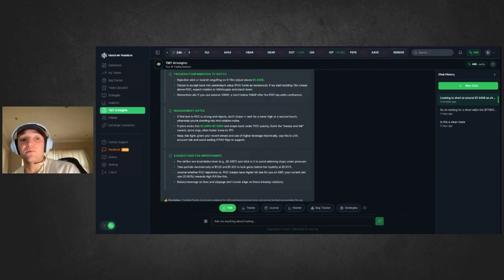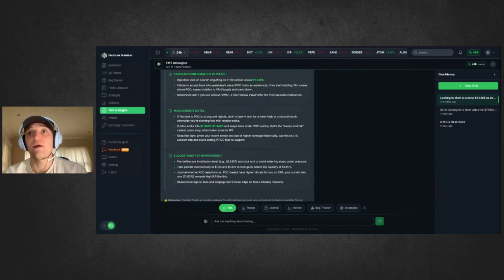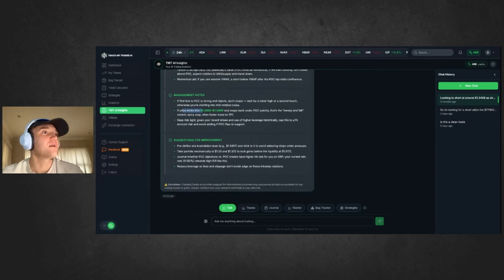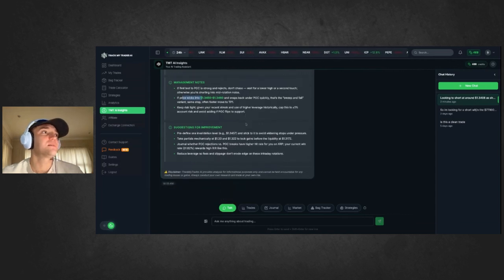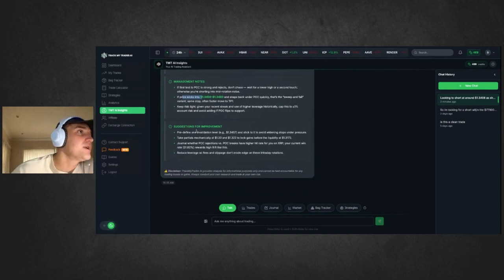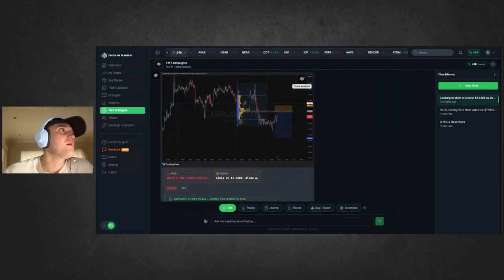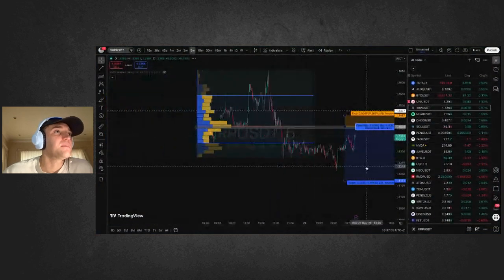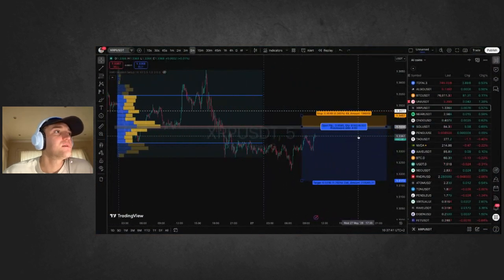So if it does wick straight into the zone, it might hit your TP faster because there's obviously a lot more volume, right? So very, very cool to see. That's telling you exactly how to manage this. It's pretty cool. Keep risk tight given your recent streak. Yeah, so you want to cap this to like 1%, and then wait for the POC to flip to support. So pretty cool how it tells you all of the stuff, guys, on the setup. We are just waiting for the zone here for XRP, but it literally gives you everything. Very, very cool.